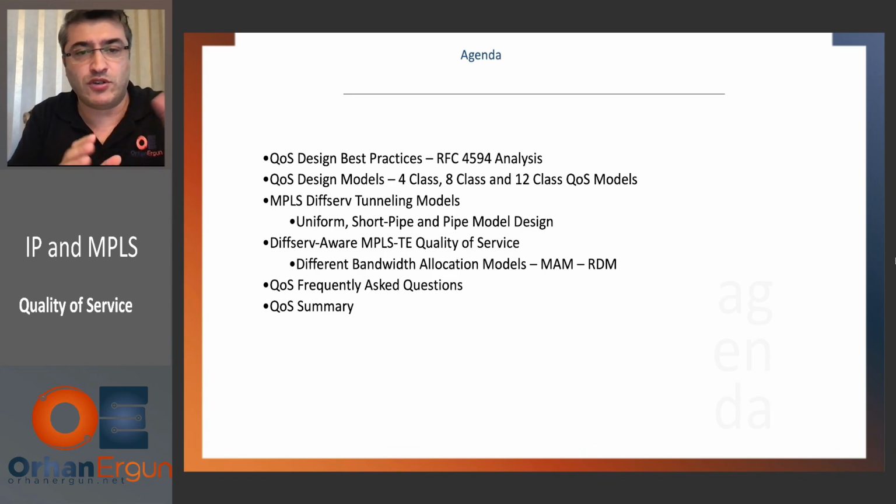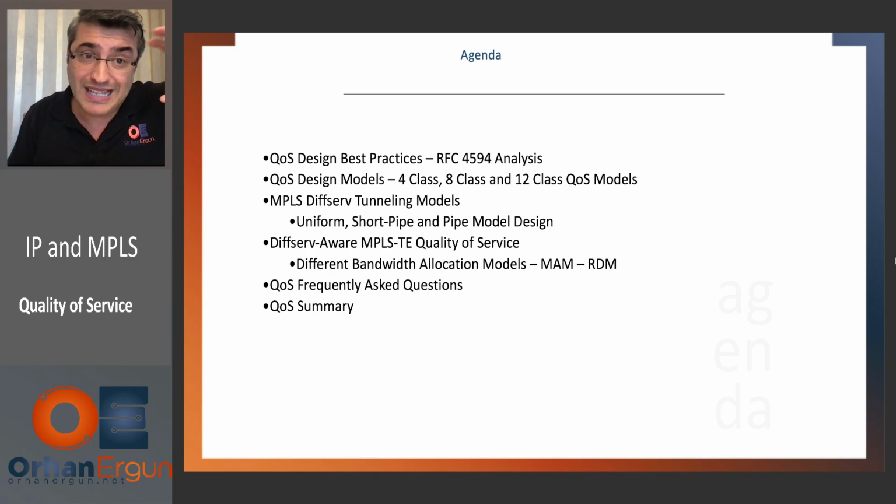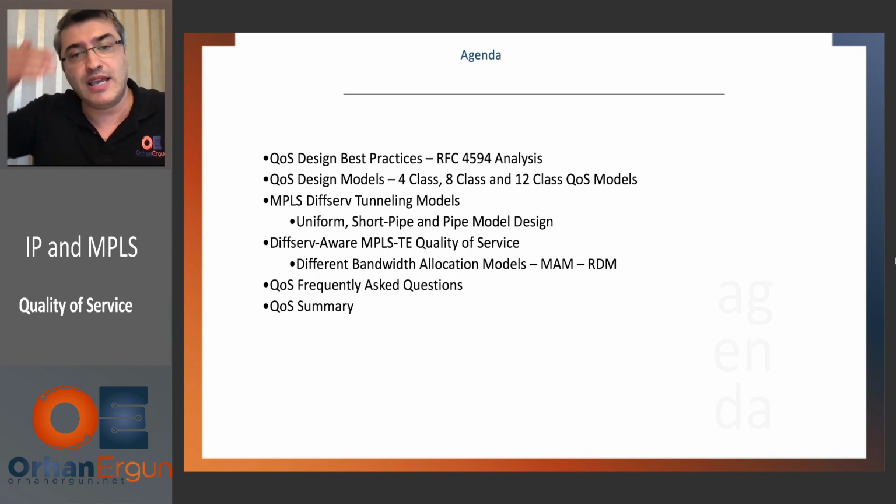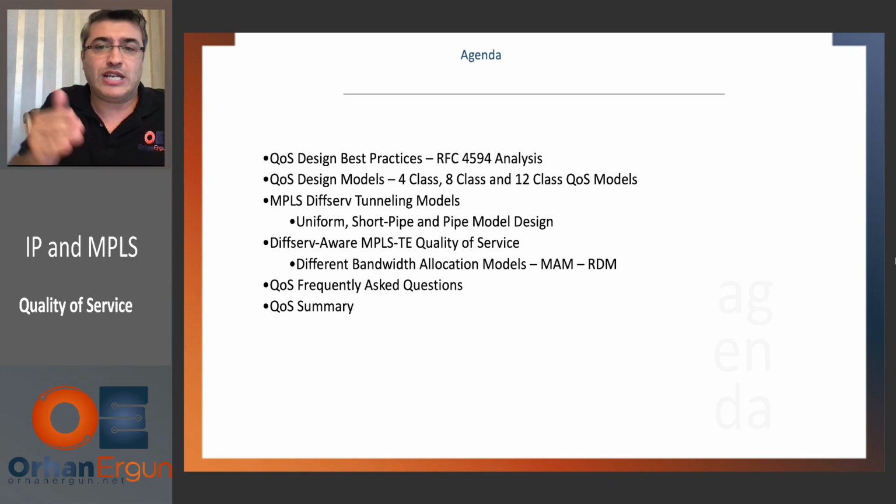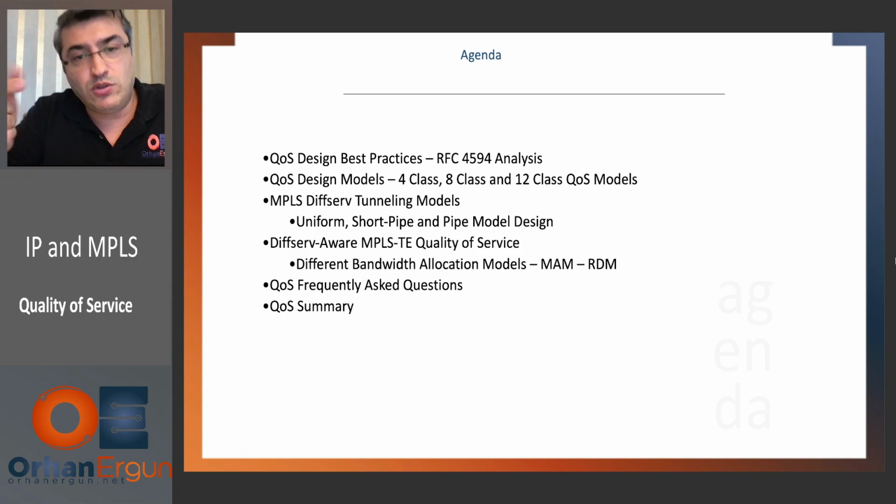Design models we talked about: 4 class, 8 class, and 12 class. We discussed the trade-off there: with 4 class, we have less configuration complexity, but less granularity also. With the 12 class, maybe from a troubleshooting or management point of view it is more complex, but it gives you more granularity, because you don't just say transactional data. You say bulk data, transactional data, best effort data, and so on. You go to the video traffic, you don't just say interactive video.